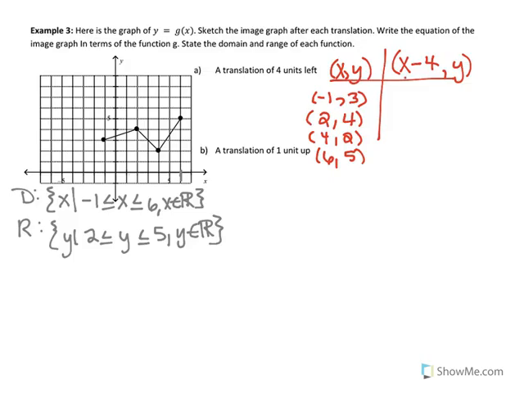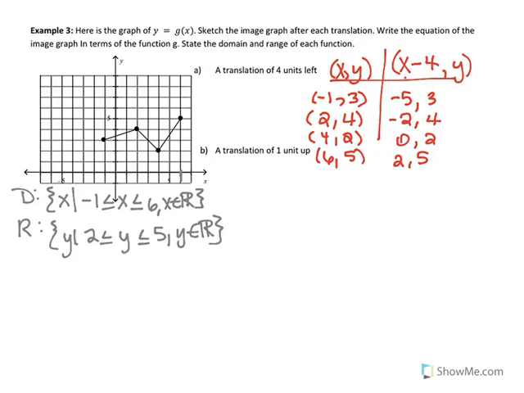Okay, so we're just going to take all of our x points and subtract 4 from them. So this is going to change into -5 and 3. This is going to change into -2 and 4. This is going to change into 0 and 2. And the last one will be 2 and 5. Just know that it's not changing our y values at all. So we can go ahead and plot those points.